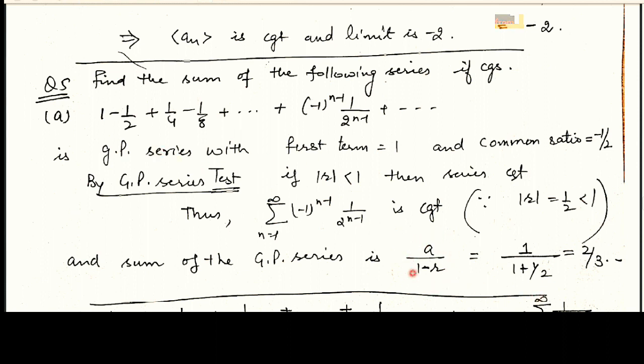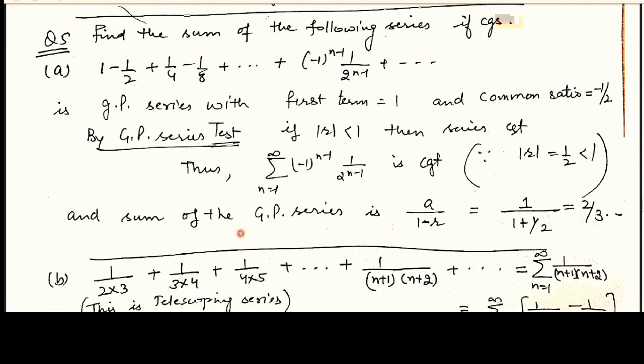So this will become the sum of the series. Now you just substitute the value of A and R. Simplify this, and you will get the value of the sum of this GP series.